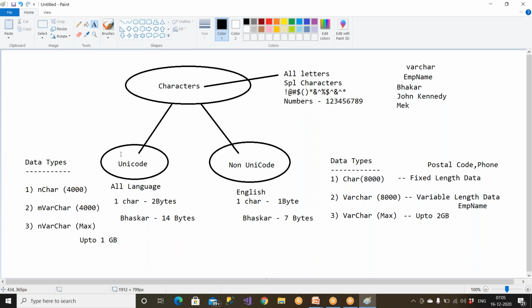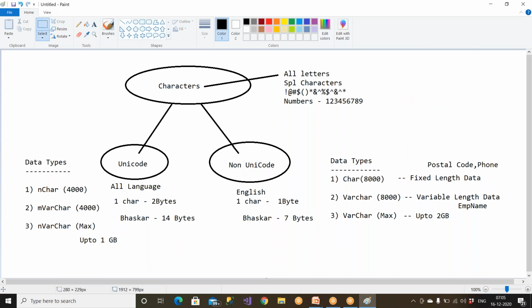Unicode supports English plus all other languages data. Be clear. NCHAR stands for what? National char. You can have English data plus Hindi data or Chinese data, any data you should be able to store. Clear? And varchar, that is also same thing, same rules applicable. Variable length data and nvarchar max means up to 1 GB of data. It is going to support all letters, special characters, everything. Guys, am I clear? Any questions?